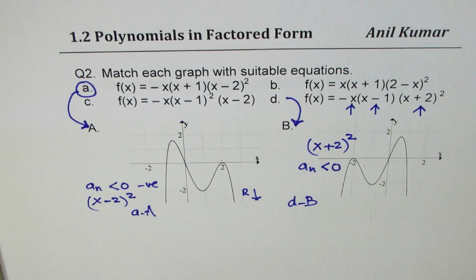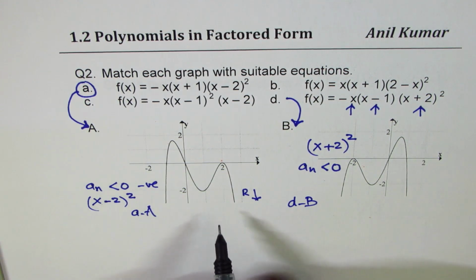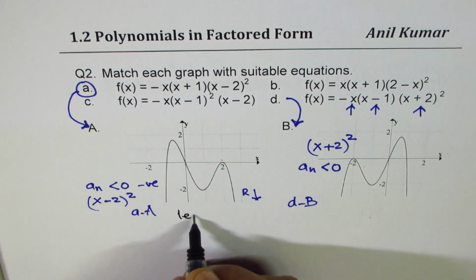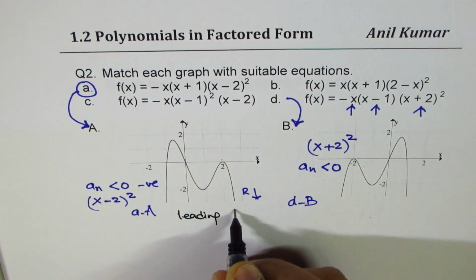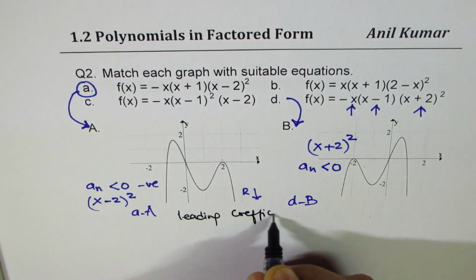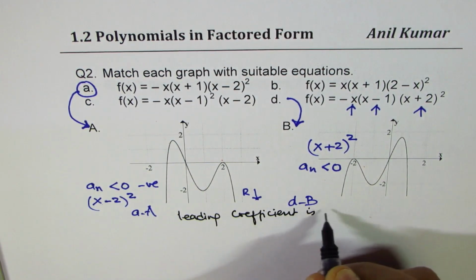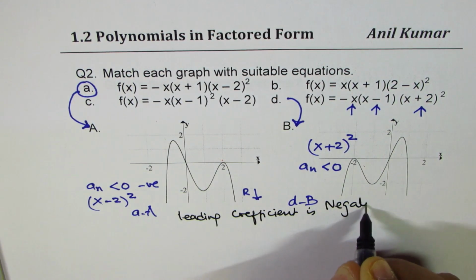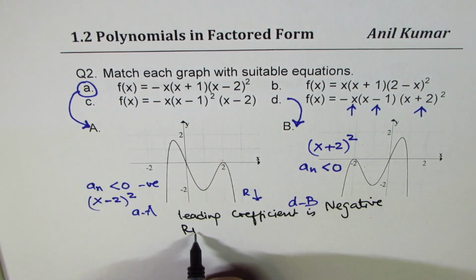Perfect. So that is how you could match equations with graphs. I hope that is absolutely clear. So here we have used the concept that if leading coefficient is negative, then right side is down.